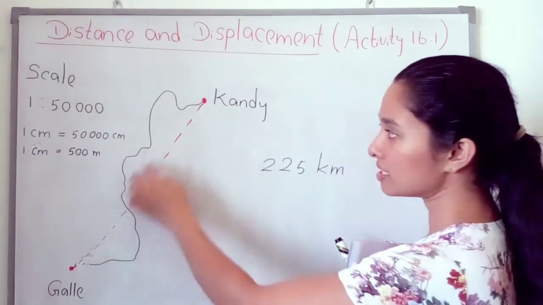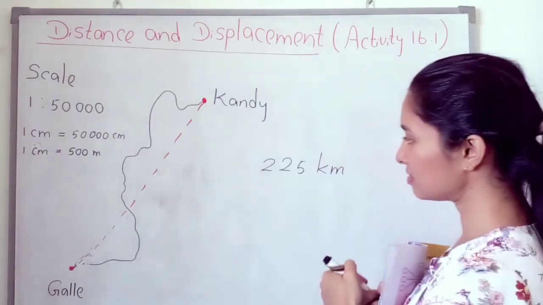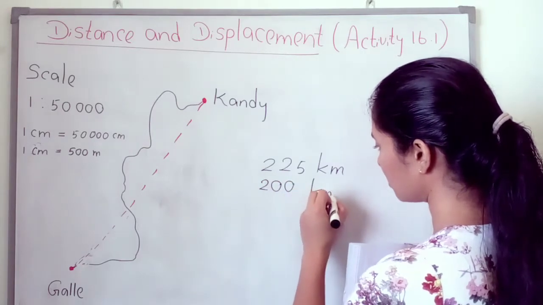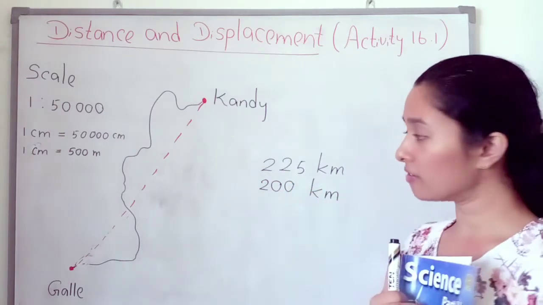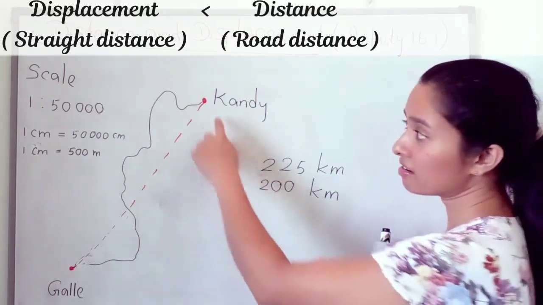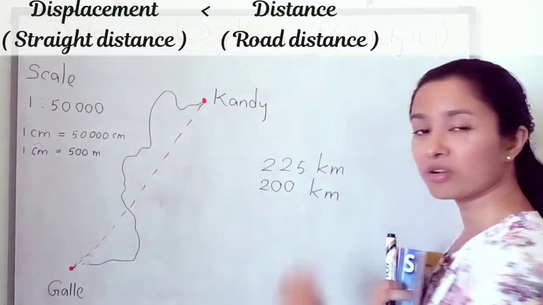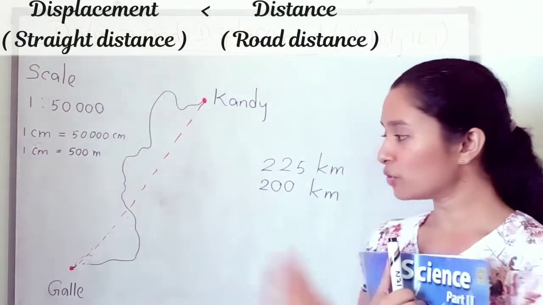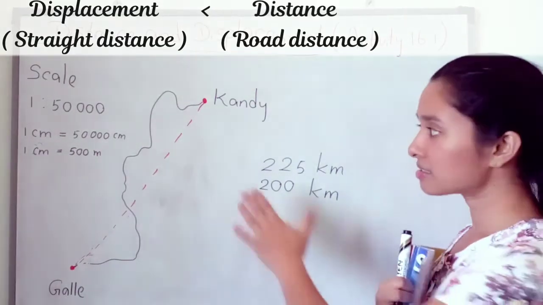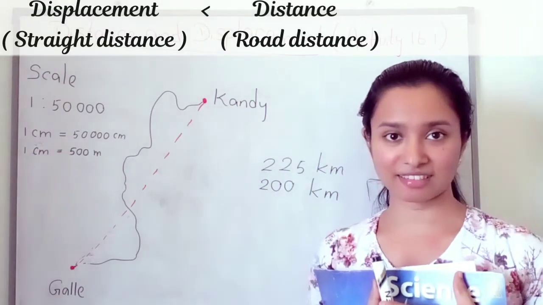Gold to Candy, the road distance is 225 kilometers. But the straight distance is 200 kilometers. So here, the straight distance is always less than the road distance. Straight distance is less than road distance. Understood? You can do this at home. Try to do this and you can realize the straight distance is less than the road distance.